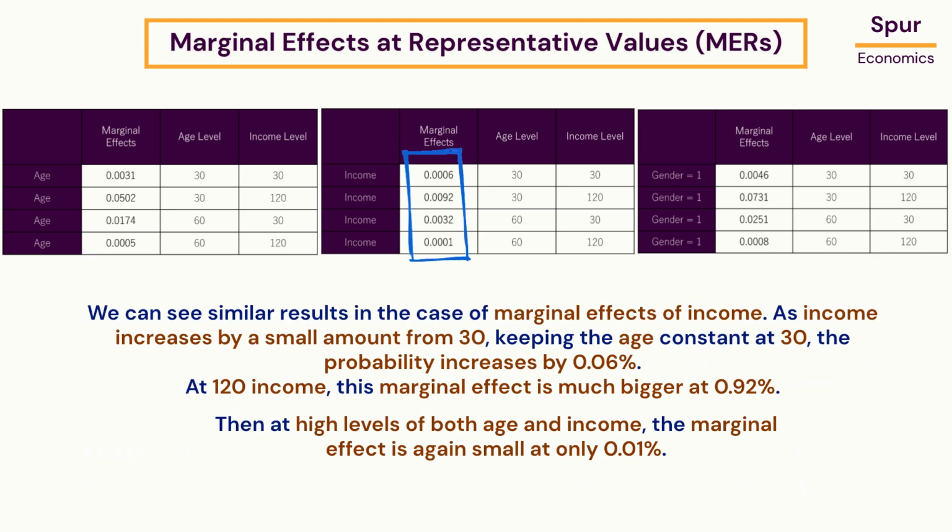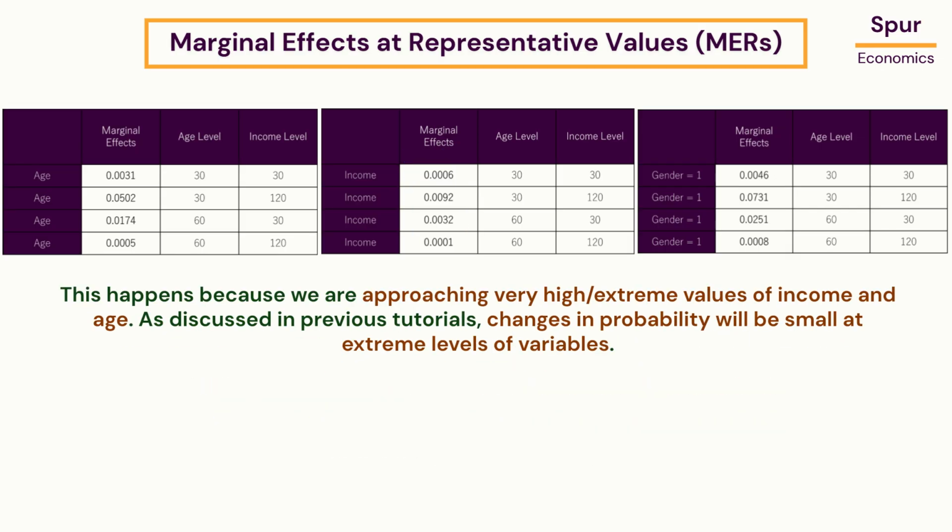We can see similar results in the case of marginal effects of income. As income increases by a small amount from 30, keeping age constant at 30, probability increases by only 0.06%. At 120 income, this marginal effect is much bigger at 0.92%. Then at high levels of both age and income, the marginal effect is again small at only 0.01%. This happens because we are approaching very high or extreme values of income and age. As discussed in previous tutorials, the changes in probability will be small at extreme levels of variables.